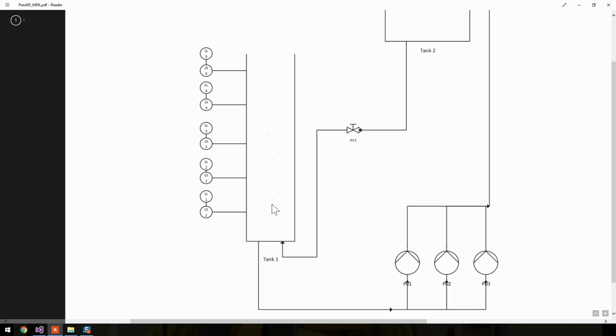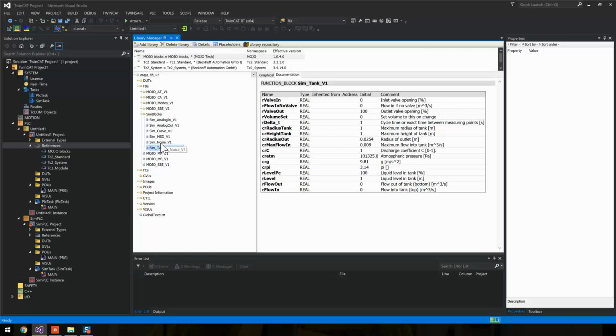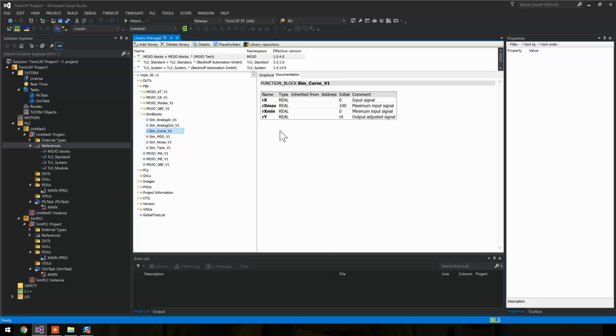So we'll try to simulate that by making a simulated version of a water tank and another water tank and 3 pumps. So let's try that. In the mojo blocks there's some sim blocks with a tank simulation. We have some noise simulation, mass spring damper, which can be used for many things, and a curve if you want to play around with that, and a conversion from analog input and analog output.